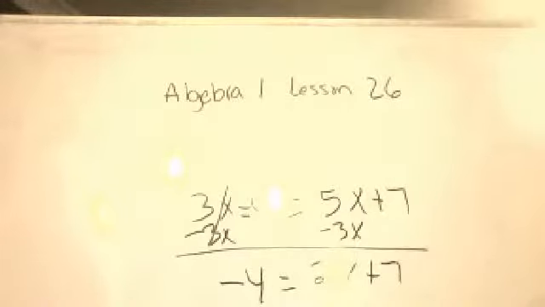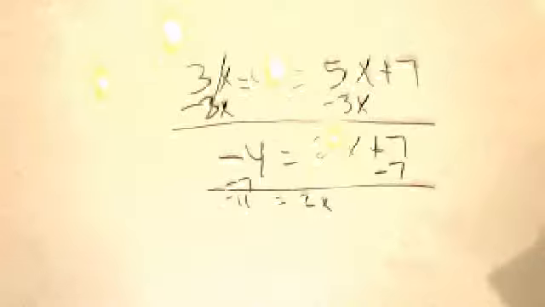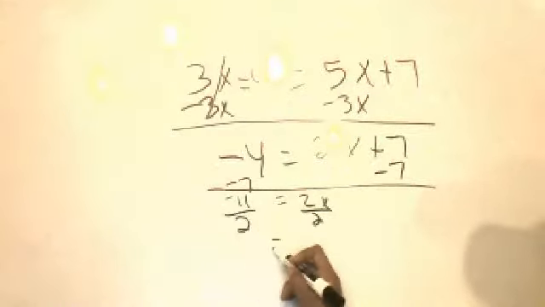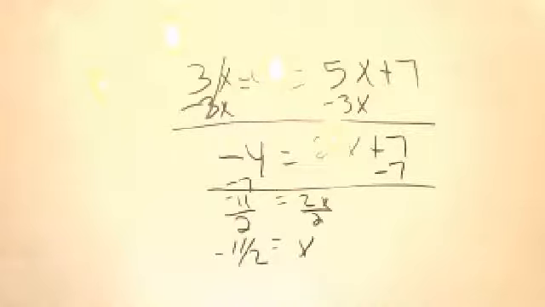Our next step is to eliminate the constant term on the side with the variable. That would be this. Remember, 7 is a constant. So we subtract 7 from both sides, and because they're alike, you add them and get 2x. Then you simply divide both sides by 2, and you get x equals negative 11 halves. Simple as that. So let's try another one.